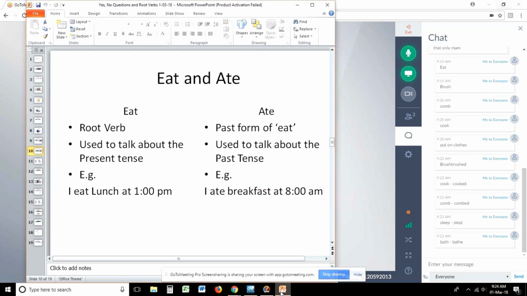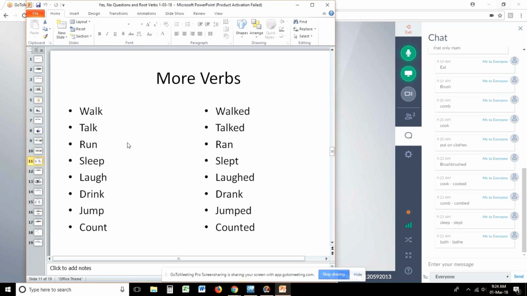present tense is used to talk about something that's happening in the present. All right, now let's move to the next thing. Let's understand a little more how to use action words in our day-to-day life. Now, for example, see verbs. I have a few here: walk, walked, talk, talked, run, ran.